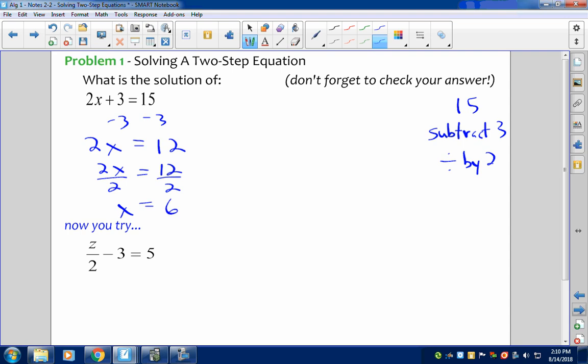Which is exactly what we got when we did it mentally over here, starting with 15, subtracting 3, and dividing by 2. It says don't forget to check your answer. That's probably good advice. Here's what the check looks like. The question is, does the left side equal the right? 2 times 6 is 12, plus 3 more is 15, so yes.